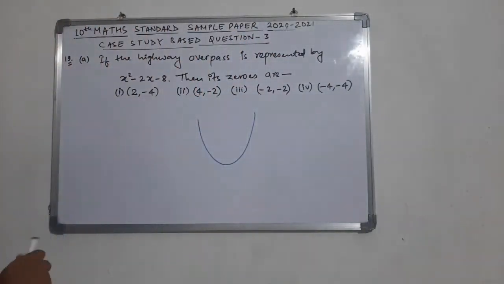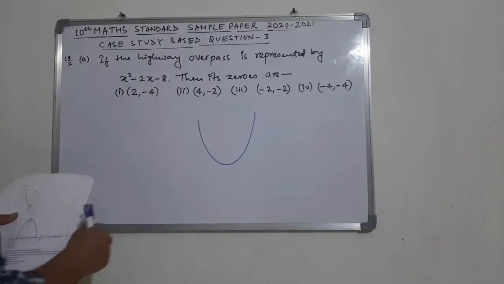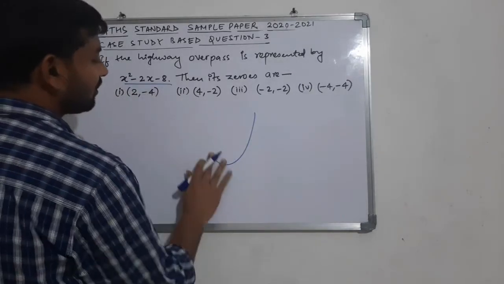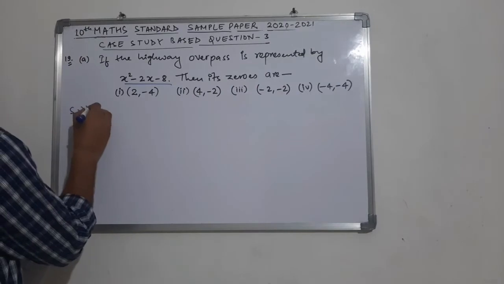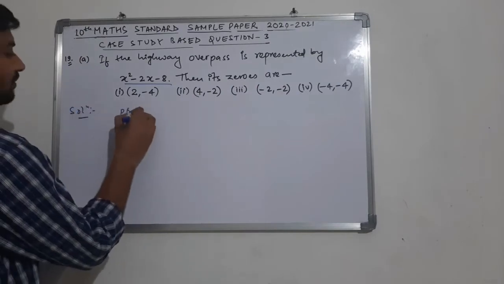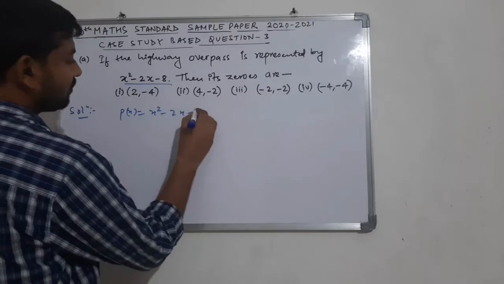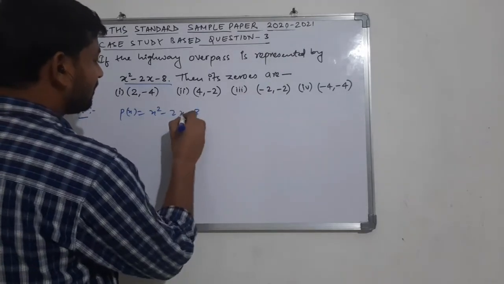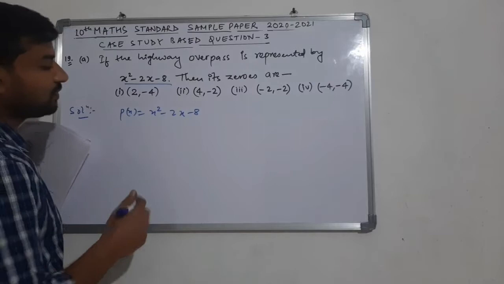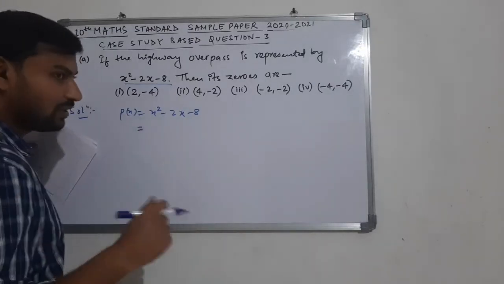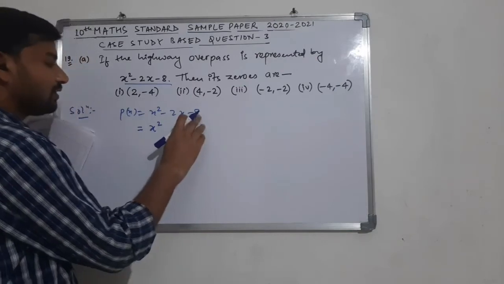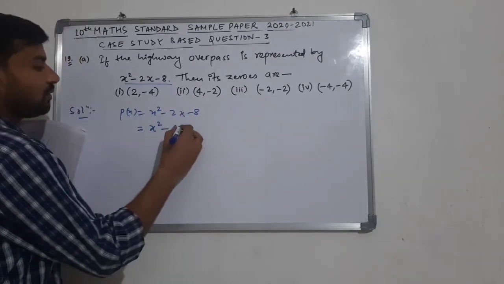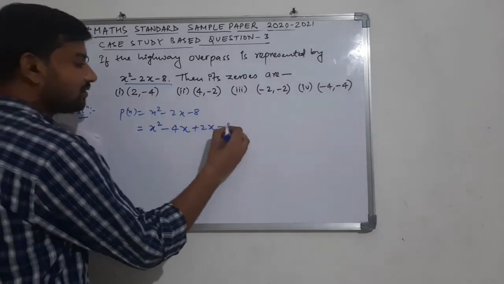The first question here is: if the highway overpass is represented by this equation, what are its zeros? हमको इस equation के zero निकालना है. There is a direct question where p of x is x square minus 2x minus 8. So here we have to find out the zeros of this. So clearly it is a case of splitting of middle term problem. So we can split this by using the factors of 8 in the form of x square minus 4x plus 2x minus 8.